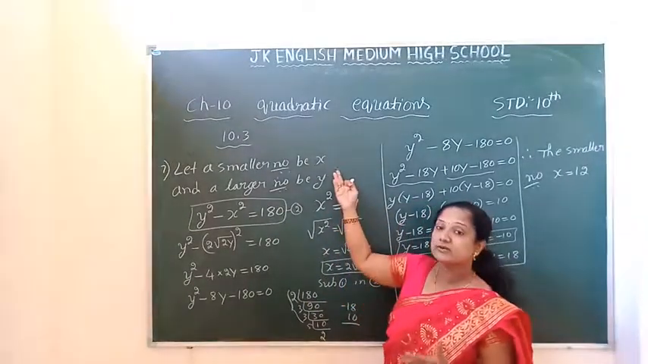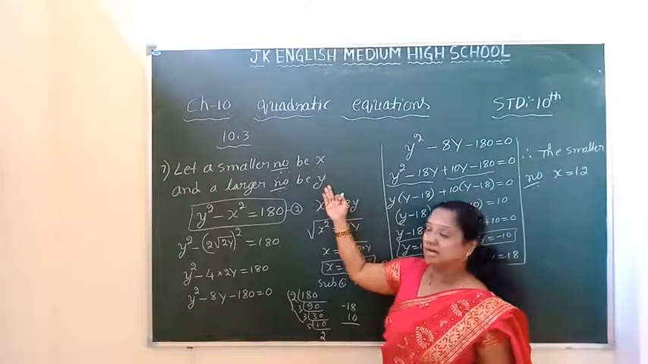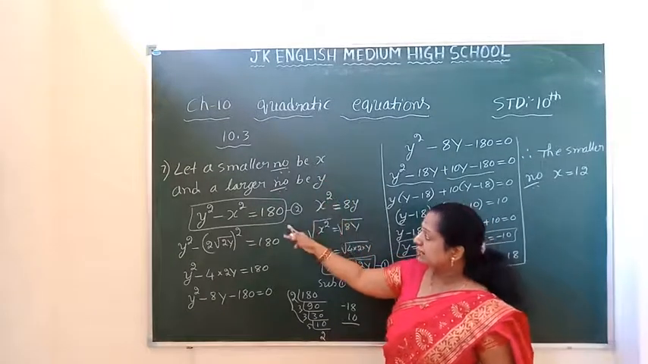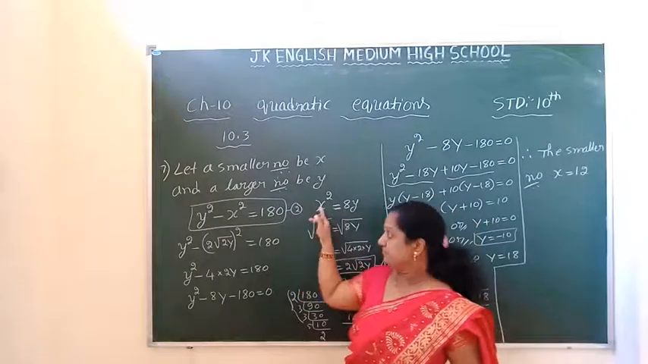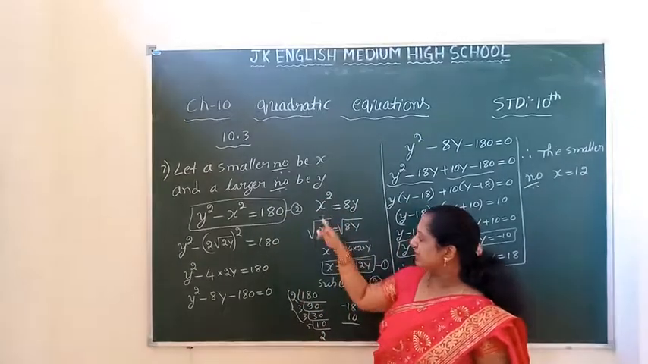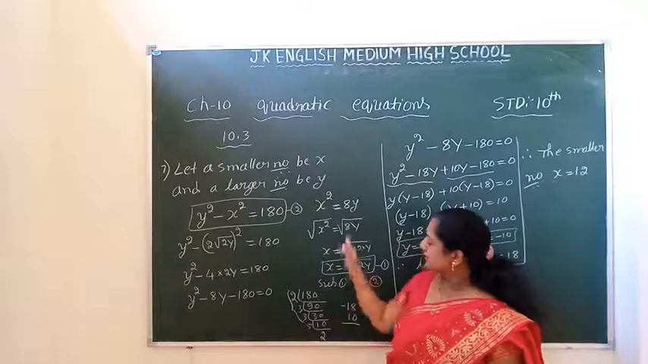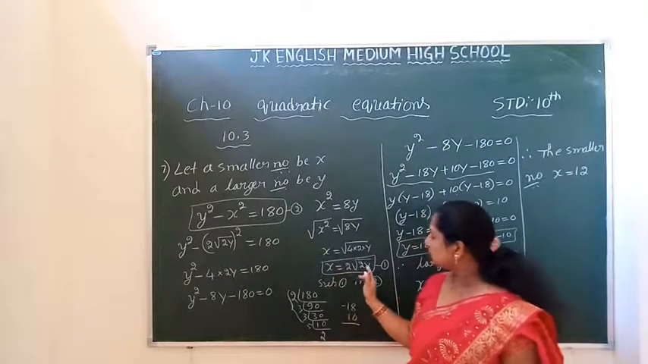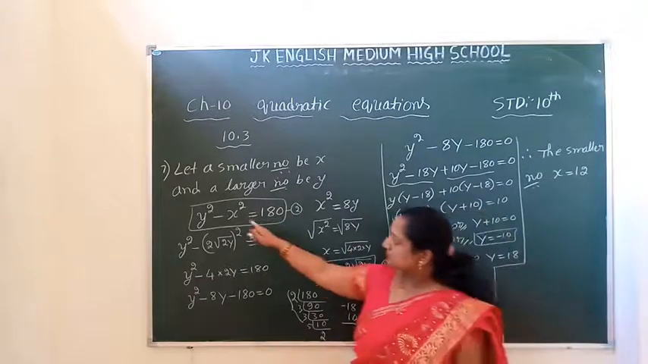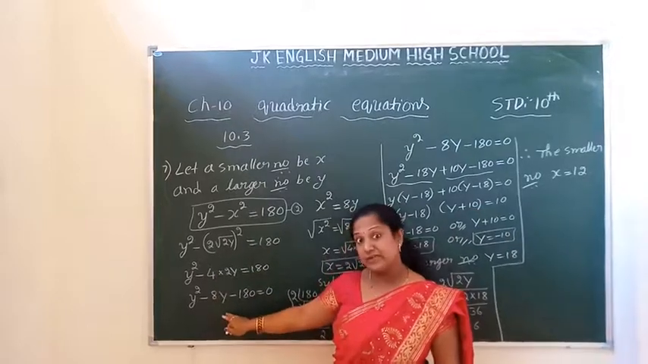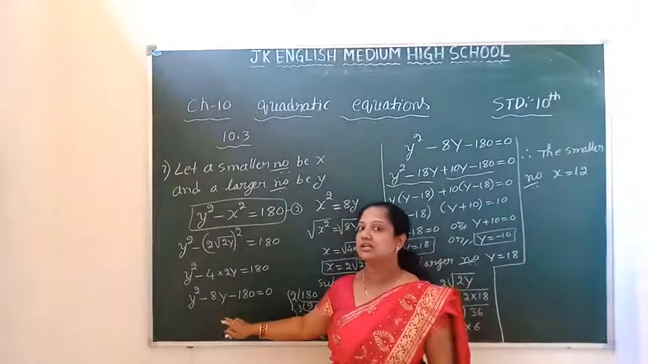So I have to consider one number as the smaller number, one number as the larger number. According to the condition, I have written the equation. If I convert it in the form of x, I am going to get x is equal to 2 into root 2y. If I substitute this value, I am going to get a quadratic equation in the variable y.